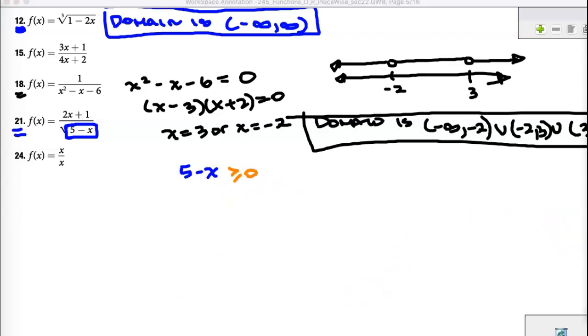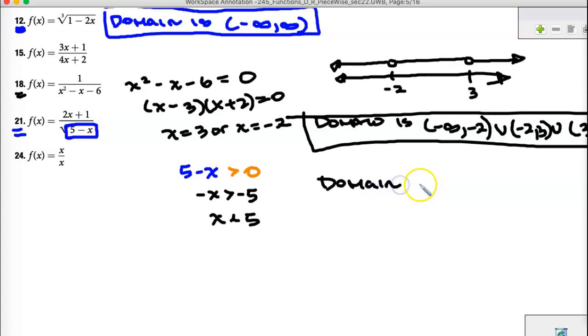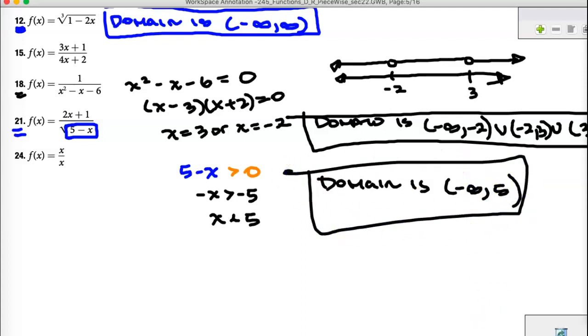However, since the denominator cannot equal 0, we're only interested when it is greater than 0. In this case, if you have negative x greater than negative 5, you're dividing both sides by negative 1. What happens when you divide both sides by a negative? The inequality reverses. So any number less than 5 will work. The domain in this particular case is negative infinity to 5, not included.